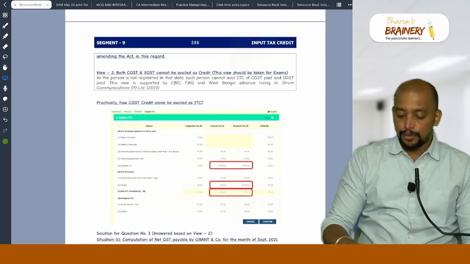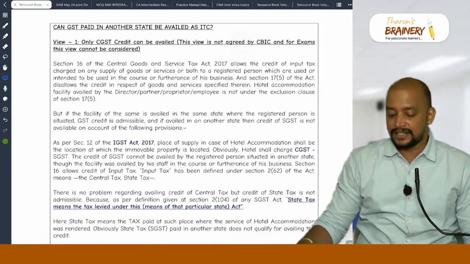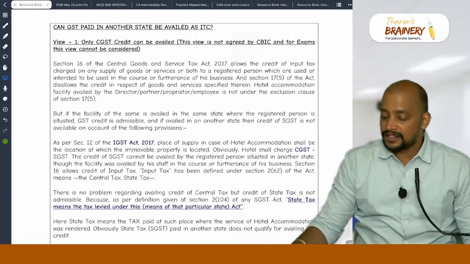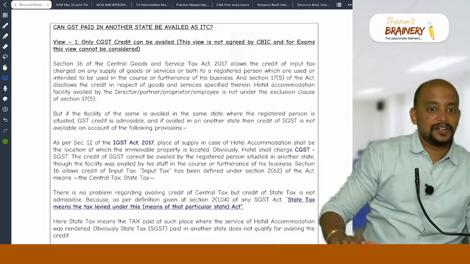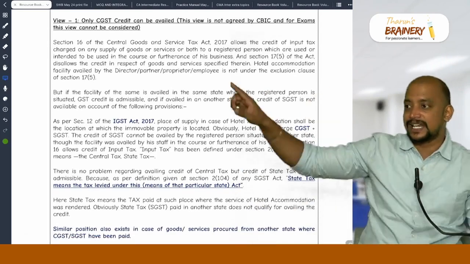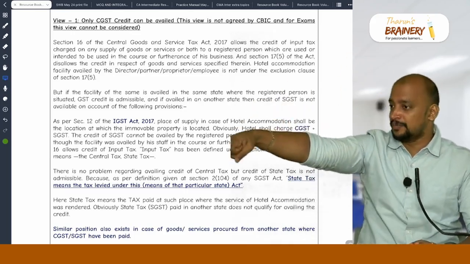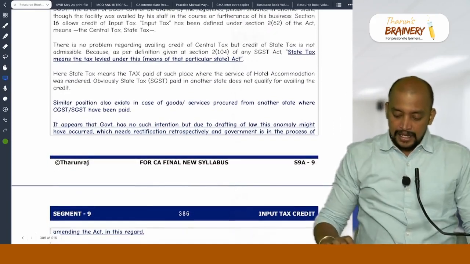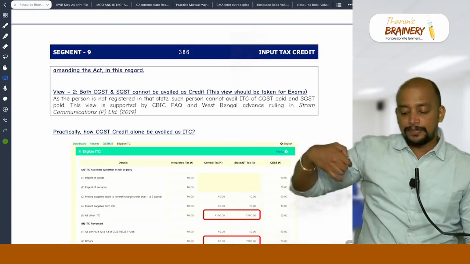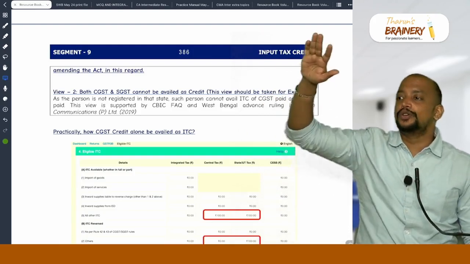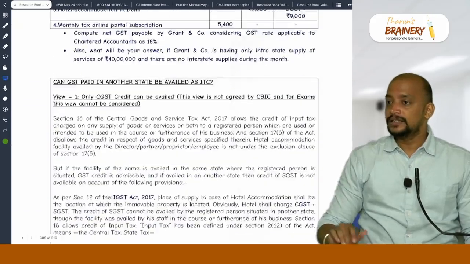And I have given both views. View 1: can the GST paid in other state be availed as ITC? Only CGST credit can be availed. This view is not agreed by CBIC, and for exams, this view cannot be considered. But for your reference, for your knowledge purpose, I gave this. Why CGST credit cannot be taken, I gave the justification below. And next you can see view 2: both CGST and SGST cannot be availed as credit. This view only you need to follow for exam purpose. Okay? Clear here?